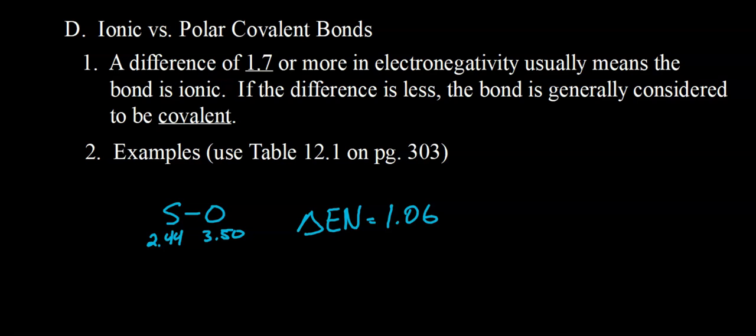Let's look at another example. Look at a bond between sulfur and carbon this time. Sulfur 2.44, carbon 2.50. Difference in electronegativity 0.06. Now notice something. We have different nonmetal atoms, but because their electronegativities are really close to each other, technically this bond is nonpolar. So for this class, since we're not going to use a table of electronegativities, we'll just use the general trend in electronegativity and this generalization.